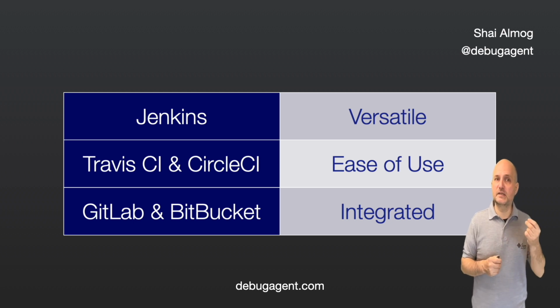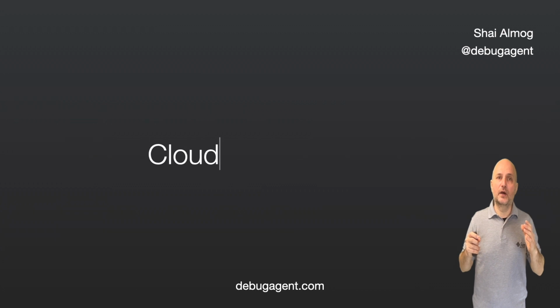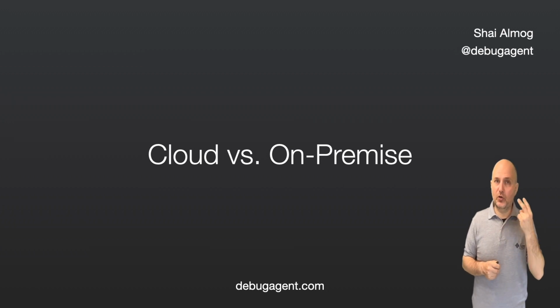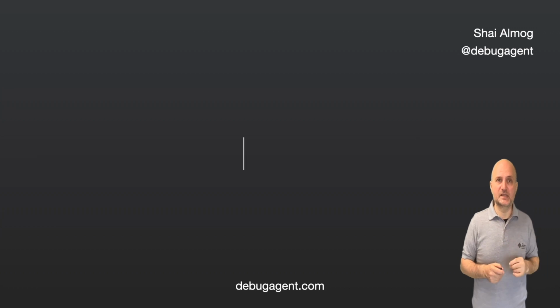Bitbucket Pipelines is a good choice for teams using Bitbucket for their source control code management, as it integrates seamlessly with that platform. The hosting of agents is an important factor to consider when choosing a CI solution. There are two main options for agent hosting: cloud-based and on-premise.